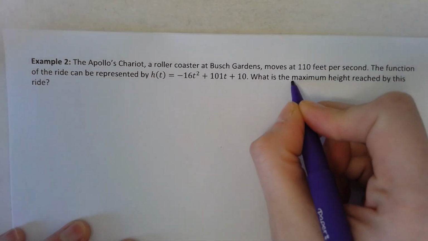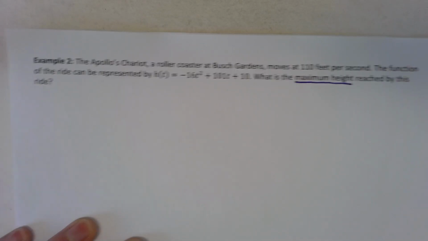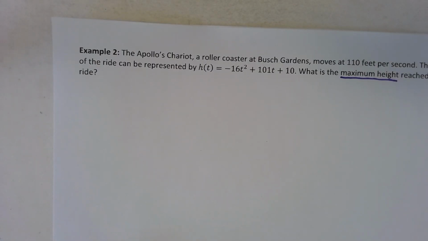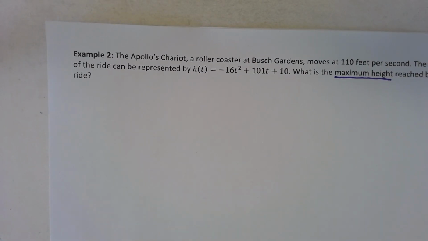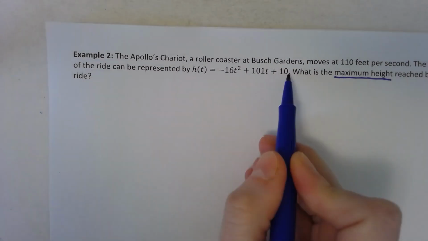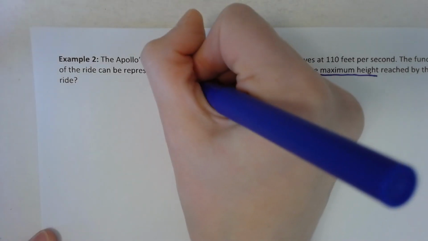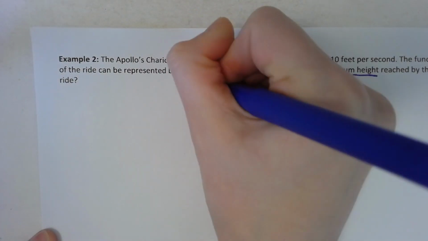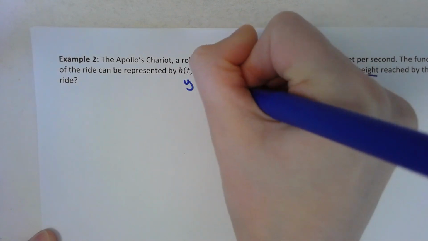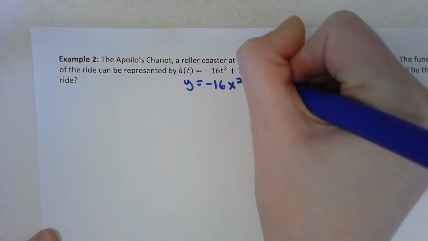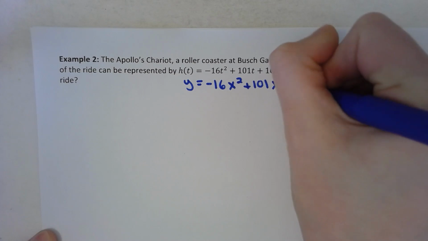Whenever we are looking for the maximum height, we have to find the axis of symmetry first, and then plug it back in and find the height. One thing I want to do is rewrite this equation with y and x, if you want to do that. So y equals negative 16x squared plus 101x plus 10.